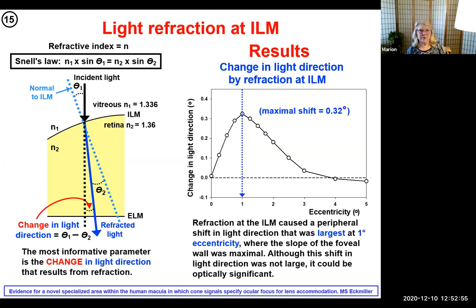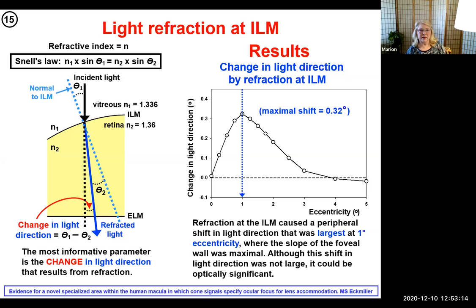Okay, so we have to calculate the angle that the light makes coming in with the ILM surface, and how much it's going to get bent, which would be this amount by theta 2. And then the important thing is the difference.